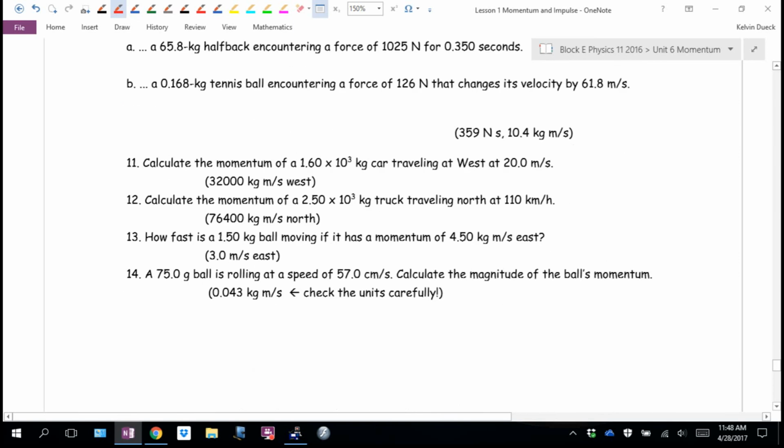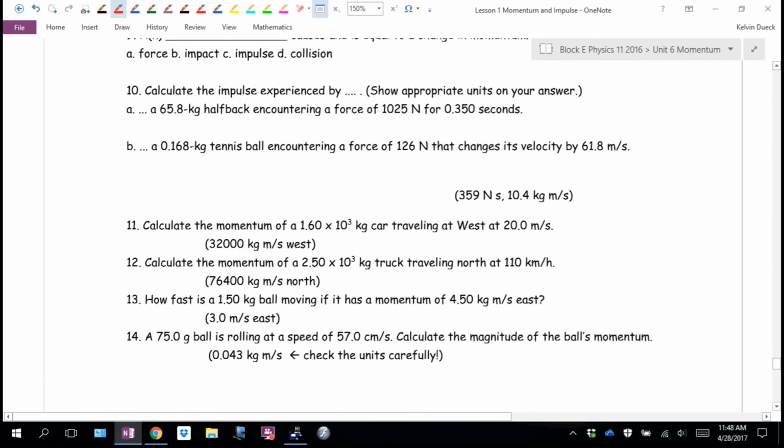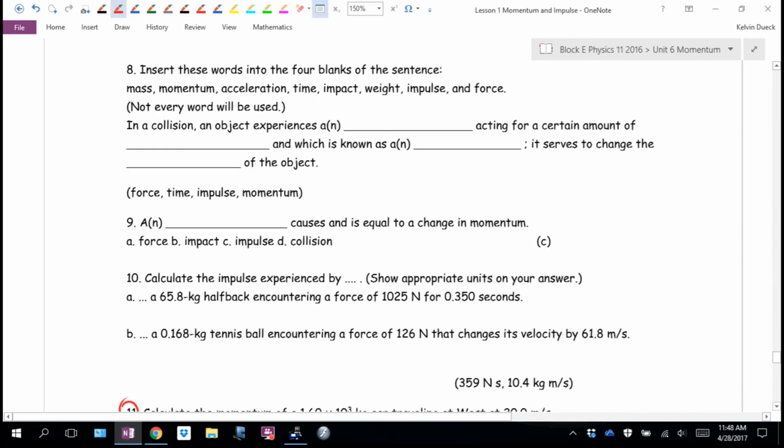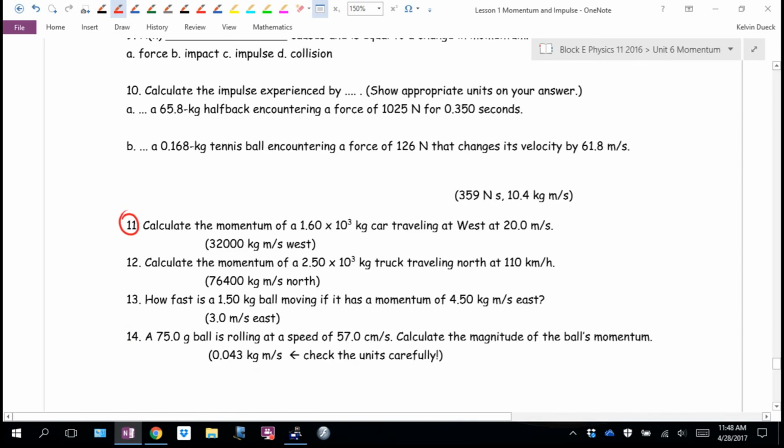You can do more than that if you want to, but for now, you know what? 11 you can totally do. You should be able to cleverly figure out 8, 9, and 10, but I haven't talked about it yet, so fair enough. But 11 just wants you to find the momentum. 12 just wants you to find the momentum. 13 is good. 14 is good.